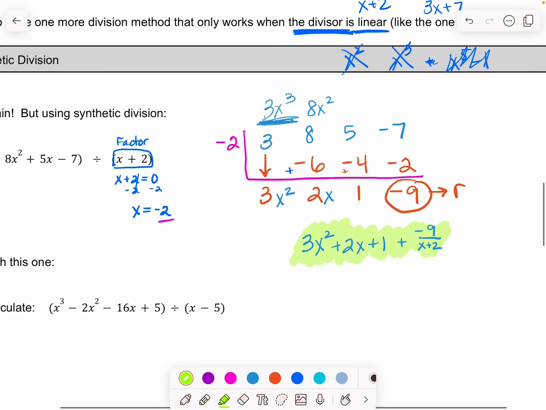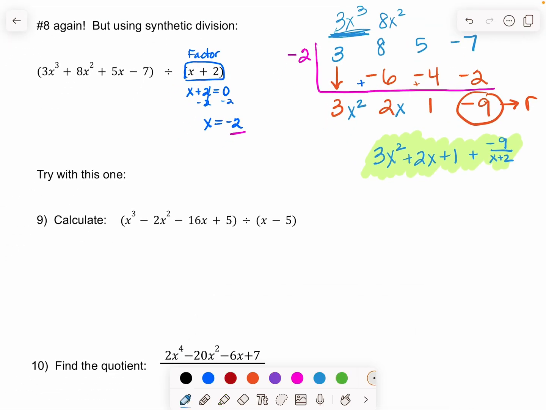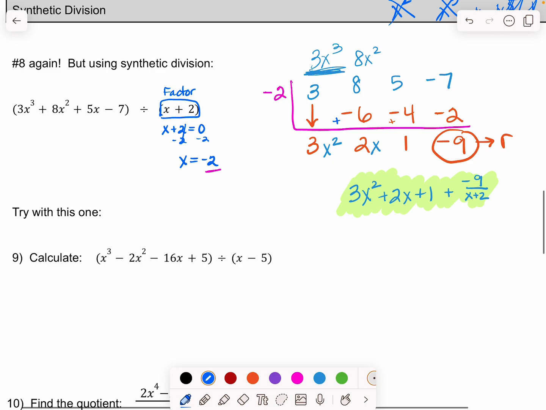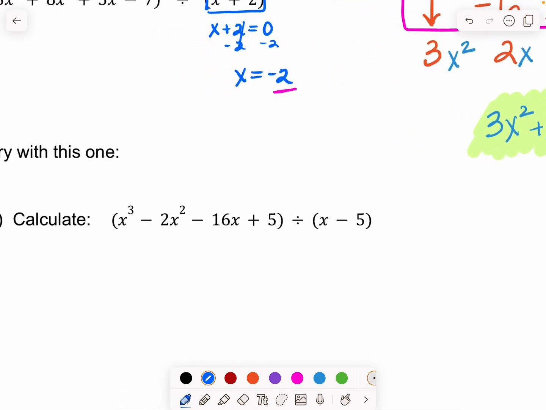Now again, you can only do this if it's linear, so the next one, yes, it's linear. Okay, you can do synthetic division if you don't want to mess with it. If you just want to do long division or the box, you are welcome to do that as well. This is not a must. This is, hey, this is out there for you.